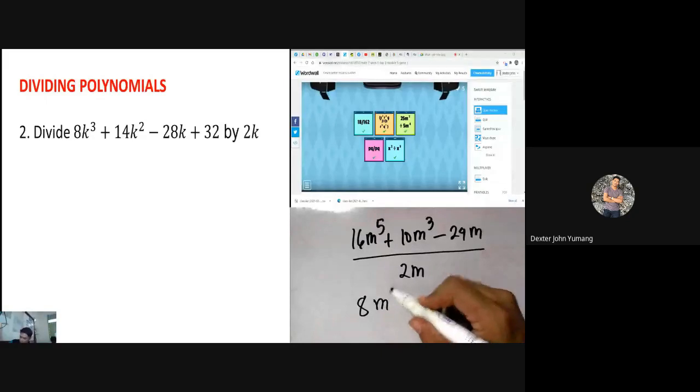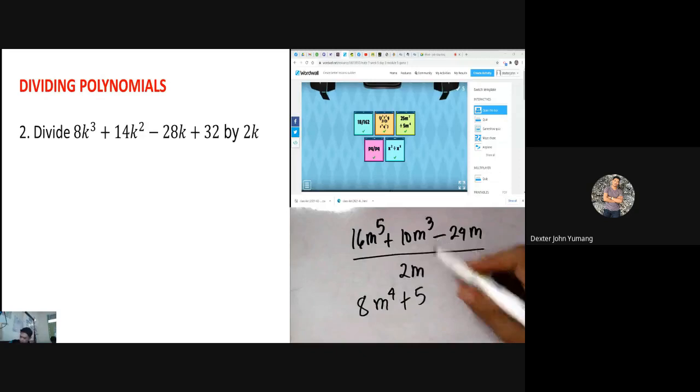10 divided by 2, that is 5. M cubed and m raised to the power of 1. 3 minus 1, that is squared. Then 24 divided by 2, that is 12. M over m, magiging 0 na siya. So hindi na po siya ilalagyan ng m.